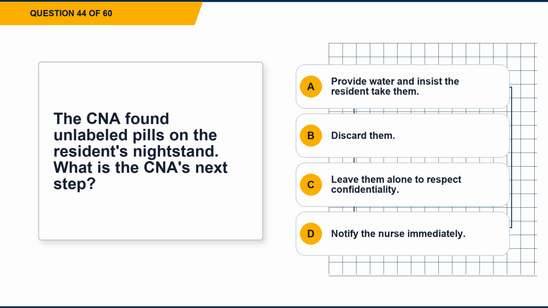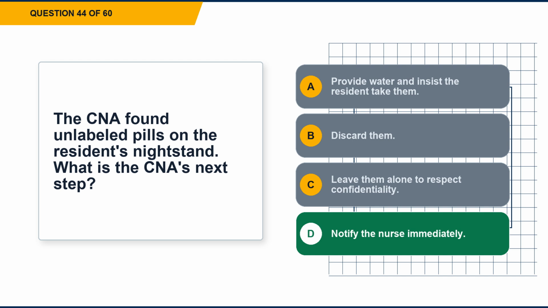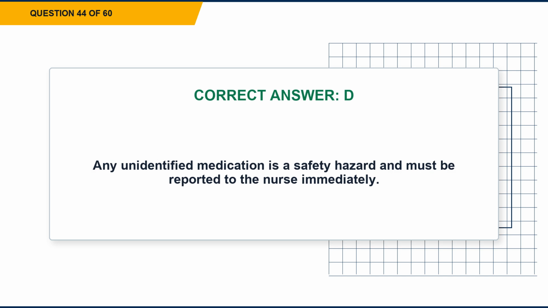Option A, provide water and insist the resident take them. Option B, discard them. Option C, leave them alone to respect confidentiality. Option D, notify the nurse immediately. The correct answer is option D, notify the nurse immediately. Explanation. Any unidentified medication is a safety hazard and must be reported to the nurse immediately.